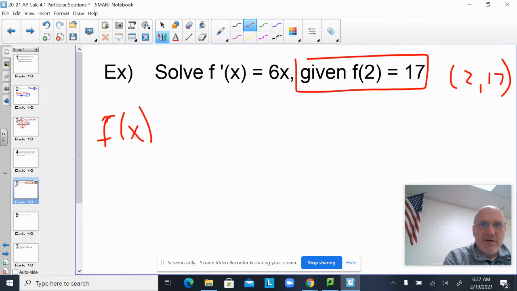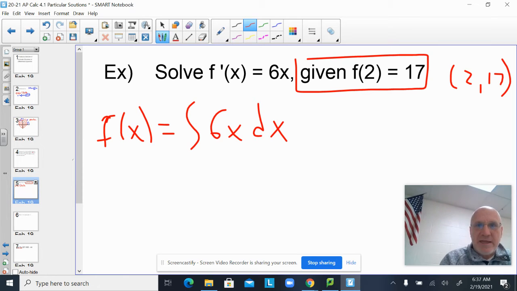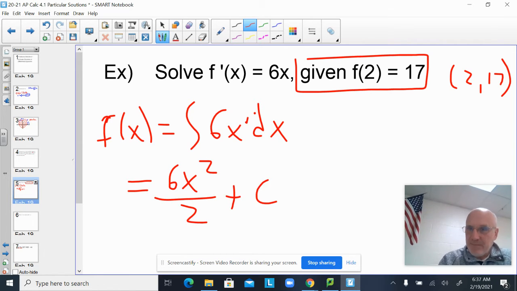F of x, that's an f, sorry. That's the integral of 6x dx. That just means the antiderivative. And what is that? So again, we have another example where it's x to the first. That's a 1. So this becomes 6x squared over 2 plus c. And I guess I could clean that up a little bit. 6 over 2 is 3. I get 3x squared plus c.